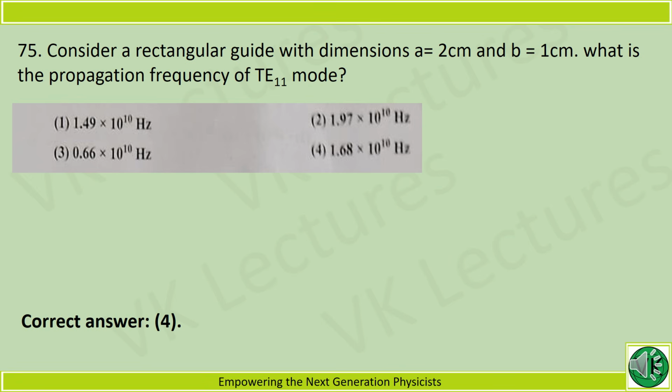Consider a rectangular waveguide with dimension a equal to 2 cm and b equal to 1 cm. And what is the propagation frequency of TE11 mode? The correct answer is option 4, 1.68 into 10 to the power 10 Hertz. This is also previous.